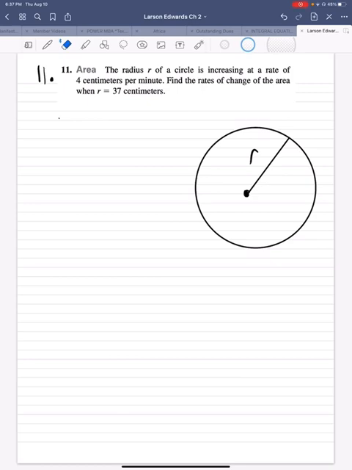The radius r of a circle is increasing at a rate of 4 centimeters per minute. Find the rates of change of the area when r is equal to 37 centimeters.